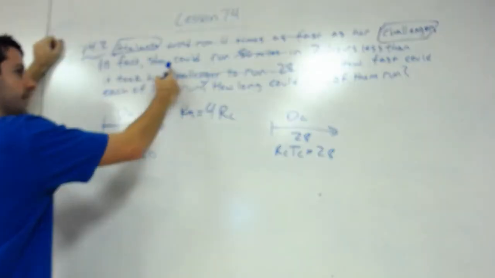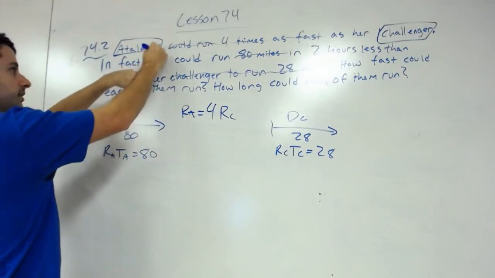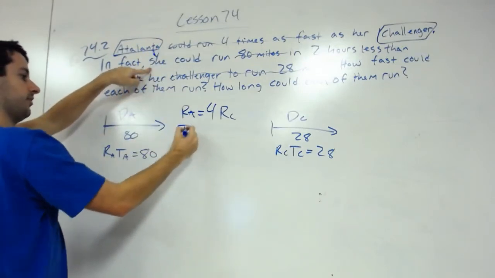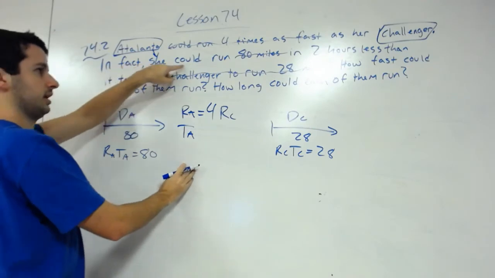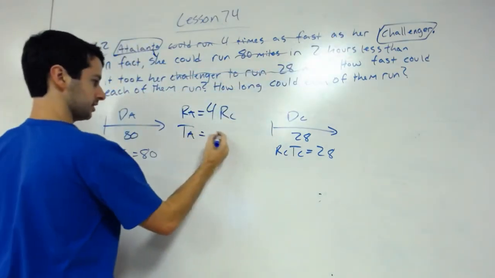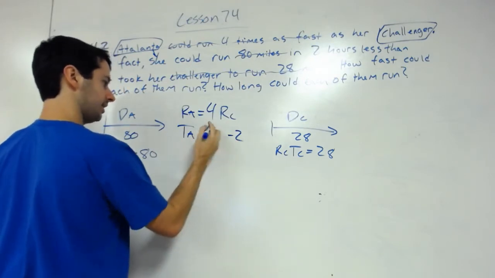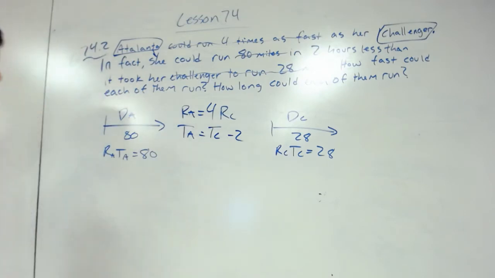And then it says, in fact, she could run in 2 hours less than. She, referring to Atlanta. So the time of Atlanta is 2 hours less than that of the challenger. So minus 2, since it's less than the challenger. So that's all it gives us.